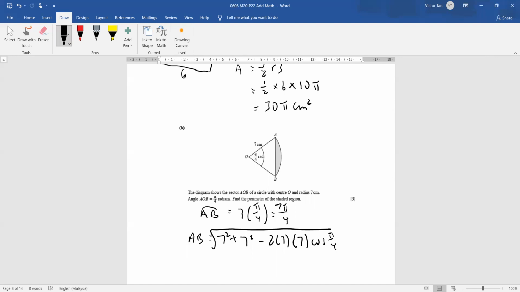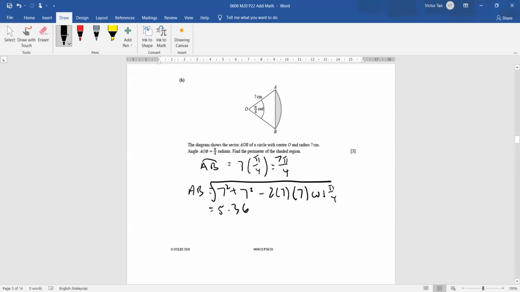So it's 98 minus 98 cos pi over 4, square root, 5.36. Okay, so the perimeter is 5.36 plus 7 pi over 4, which equals 10.9.